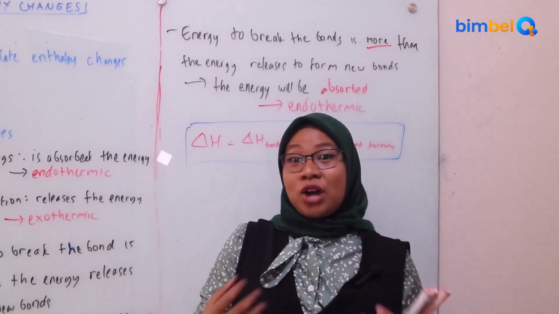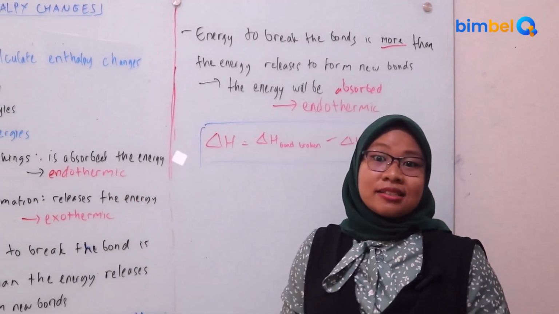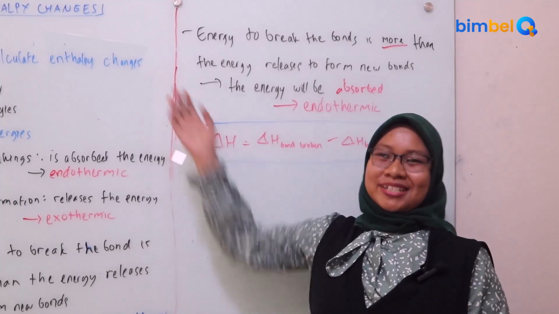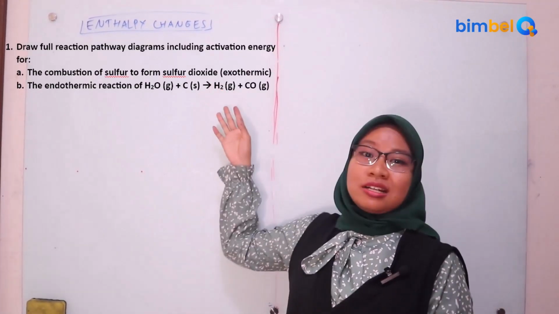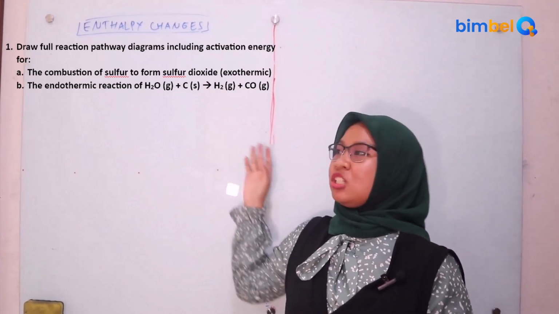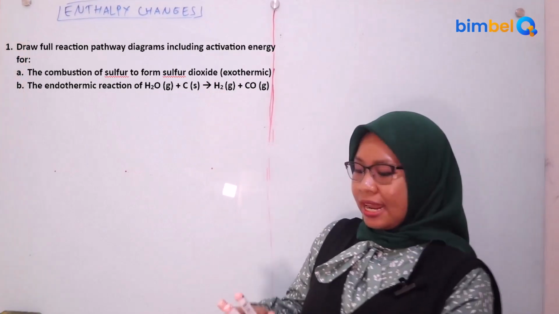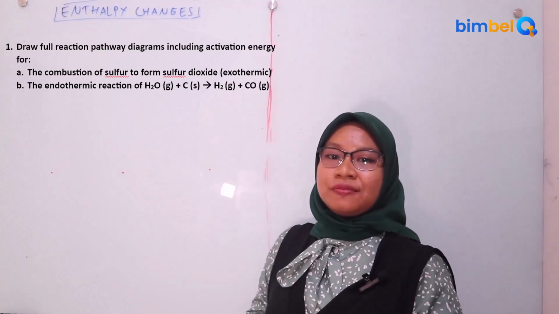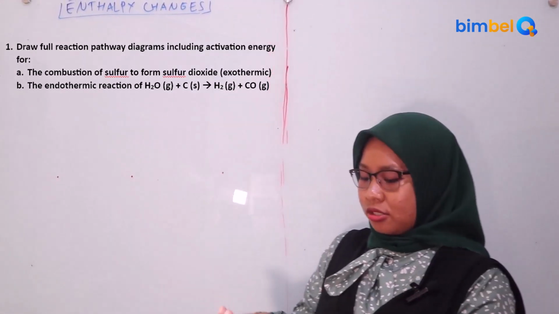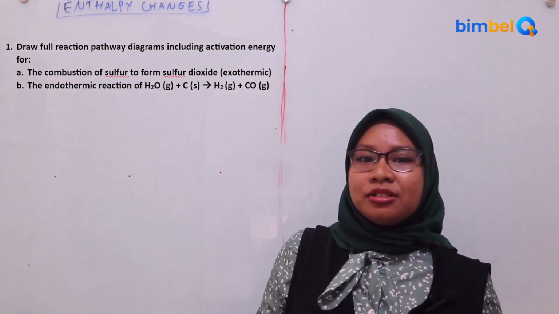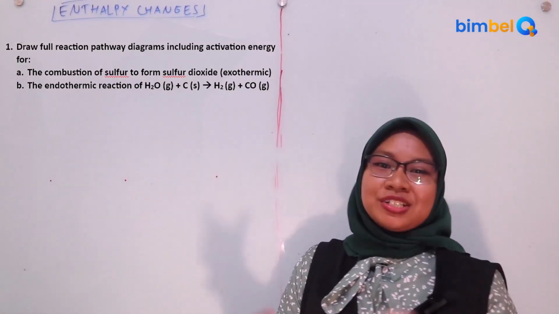But don't worry, to help you understand this topic better, we're going to discuss some exercises related to it. Let's start with question number 1. The question is: draw the full reaction pathway diagrams, including activation energy, for A, the combustion of sulfur to form sulfur dioxide in exothermic conditions. We've learned how to draw the reaction pathway, so we can do it together.